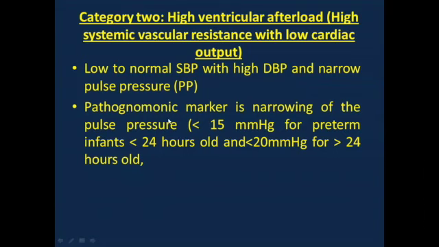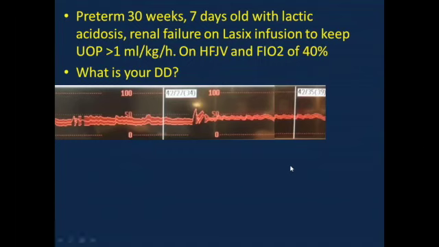The pathognomonic marker in this condition is narrowing of pulse pressure. Pulse pressure less than 15 millimeters of mercury for preterm less than 24 hours, or less than 20 millimeters of mercury for older than 24 hours, should be considered abnormal. This could be associated with low cardiac output due to poor contractility, because the heart is facing high resistance. Typically in this example, as I described before, you have narrowing of pulse pressure and a sudden increase in diastolic blood pressure.